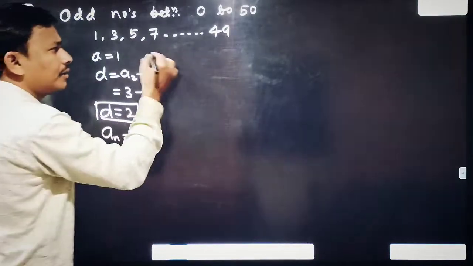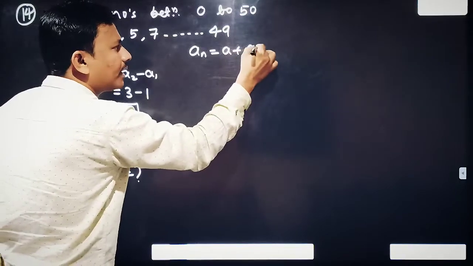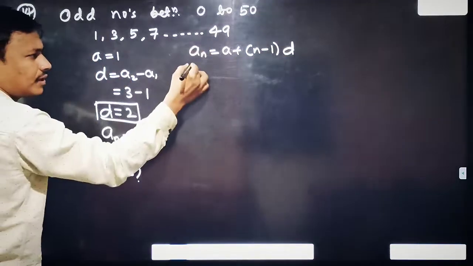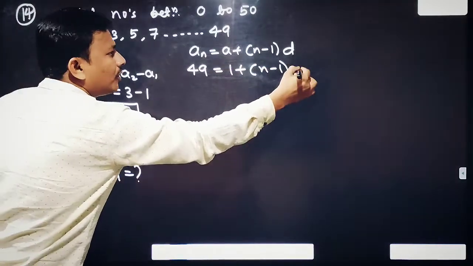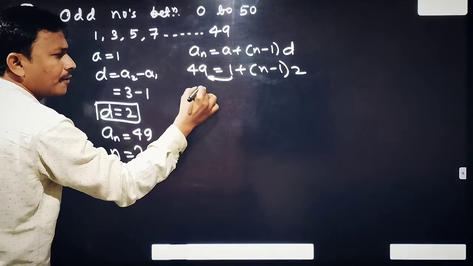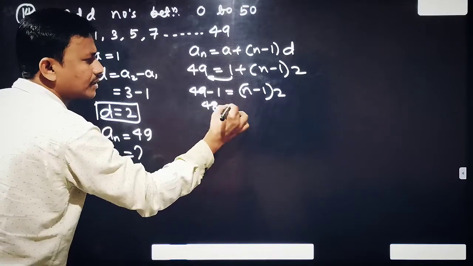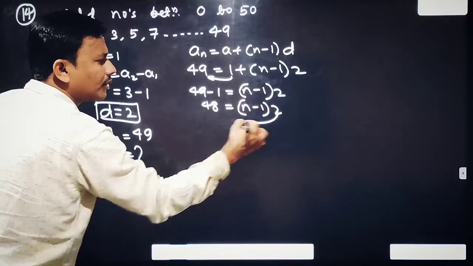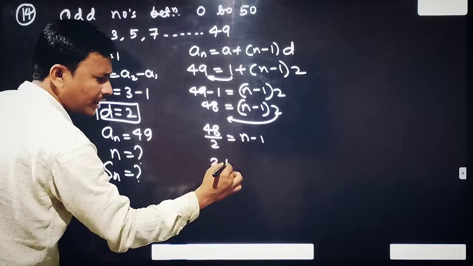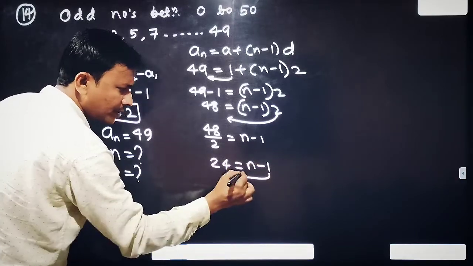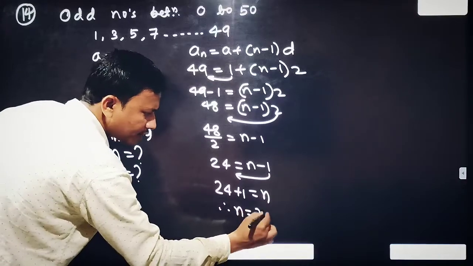Find n with the help of the formula An. An is equal to a plus n minus 1 into d. What is the An value? 49 is equal to 1 plus n minus 1 into 2. 1 it will become minus 1. 49 minus 1 is equal to n minus 1 into 2. 48 is equal to n minus 1 into 2. Into 2 it will become divide. 48 divided by 2 is equal to n minus 1. 24 is equal to n minus 1. Minus 1 will become plus 1. Therefore n is equal to 25.